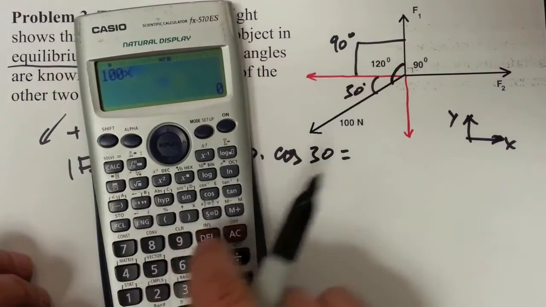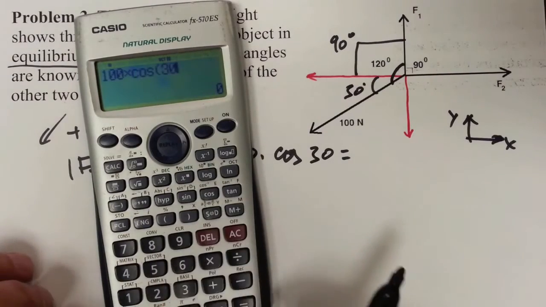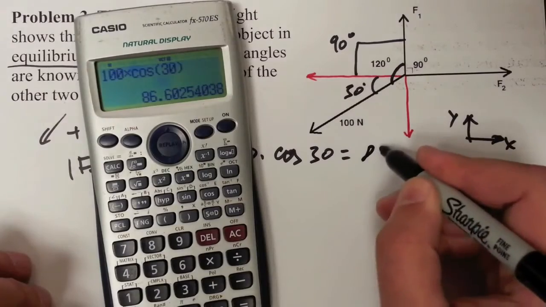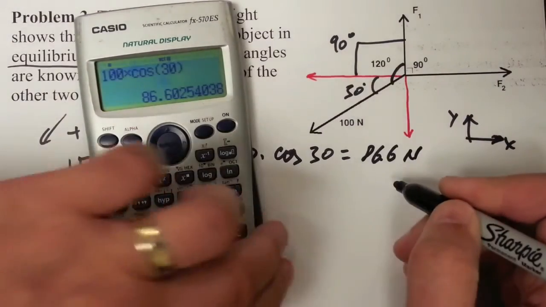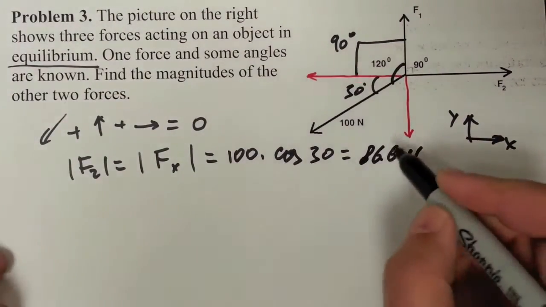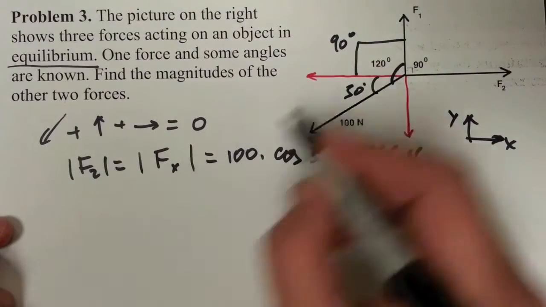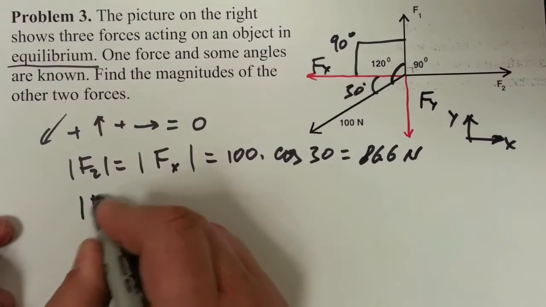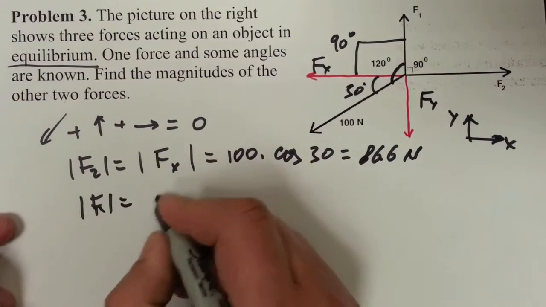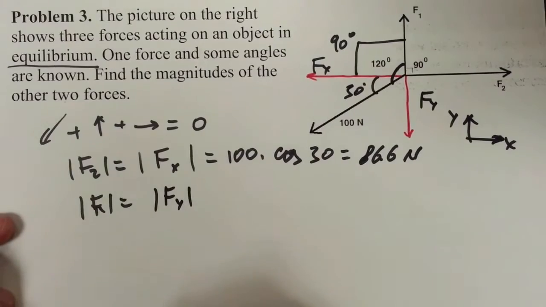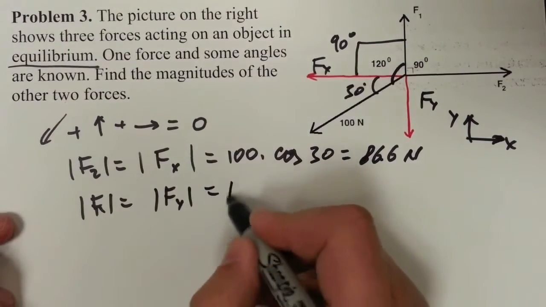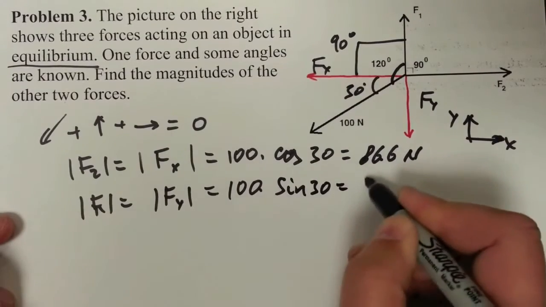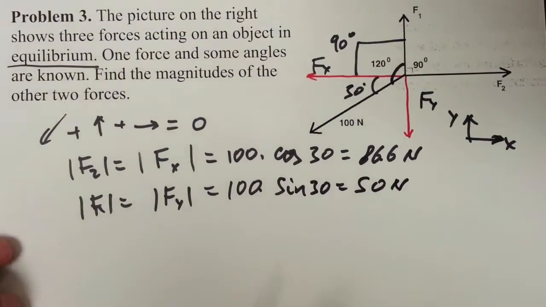100 times cosine of 30, make sure degrees, about 86.6 newtons. Now from the same picture, so that's what we call Fx, that's what we call Fy. The magnitude of the first force should be equal to the magnitude of the y component of the given force, and that is 100 times the sine of 30, which is 50 newtons.